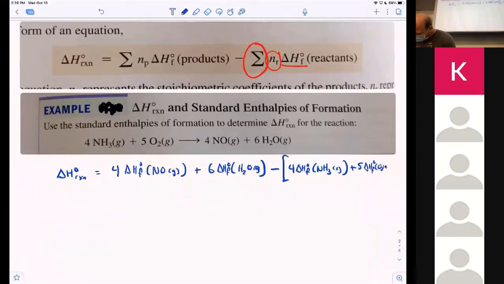Just 10 minus 9. What? 10 minus 9? No, no, no, no. You have to look these up. Okay.